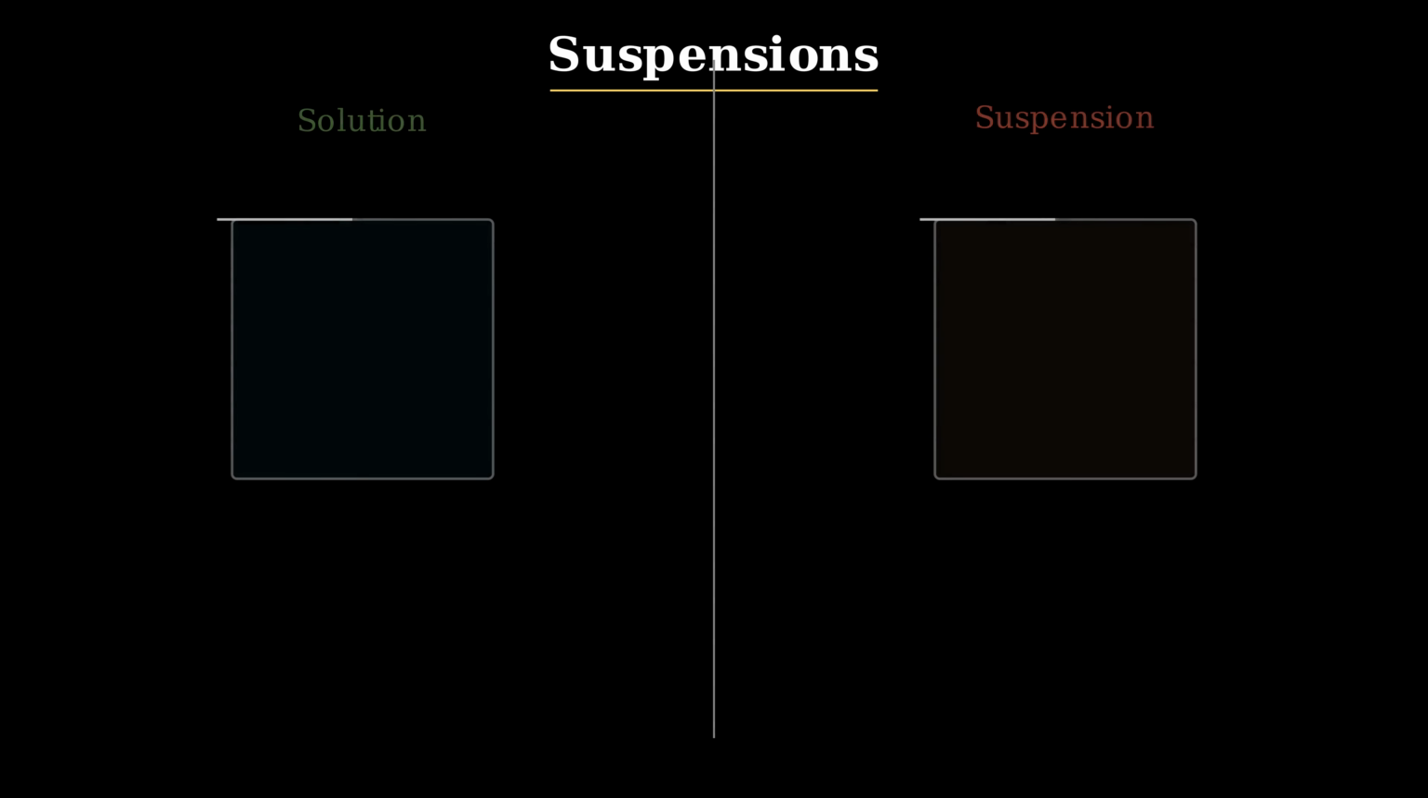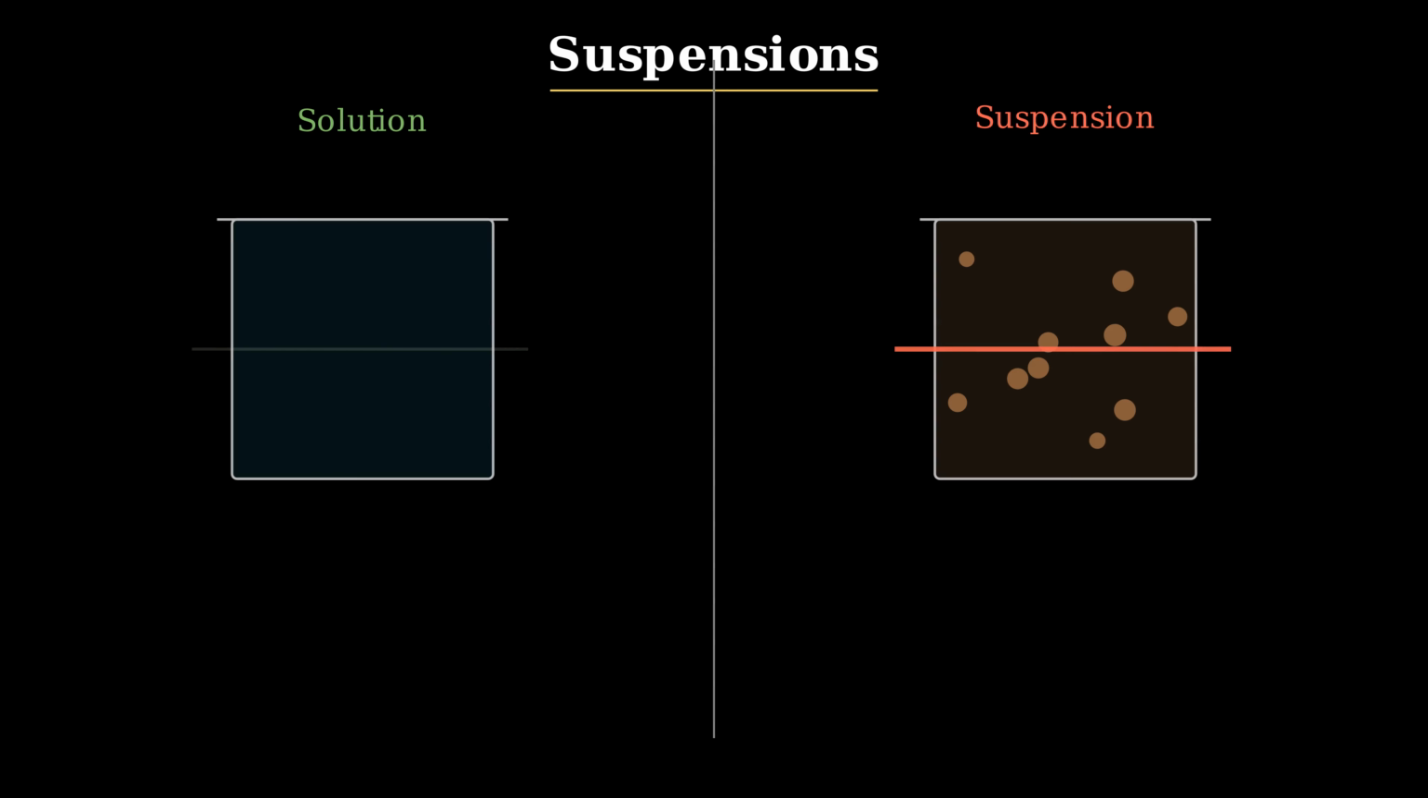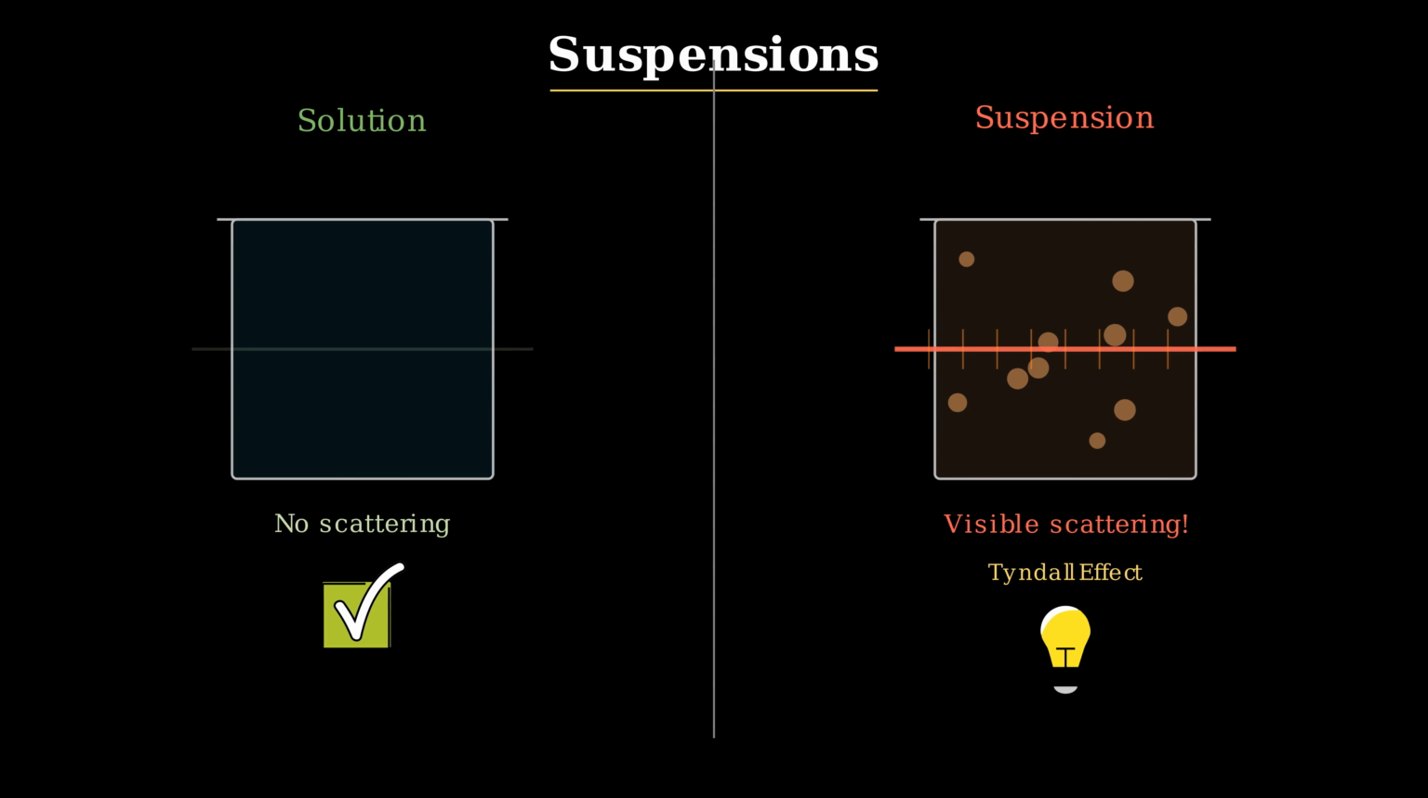Suspensions scatter light, so a beam of light passing through becomes visible. You can see the path of the beam. This is the beginning of the Tyndall effect, which we will explore more deeply soon.